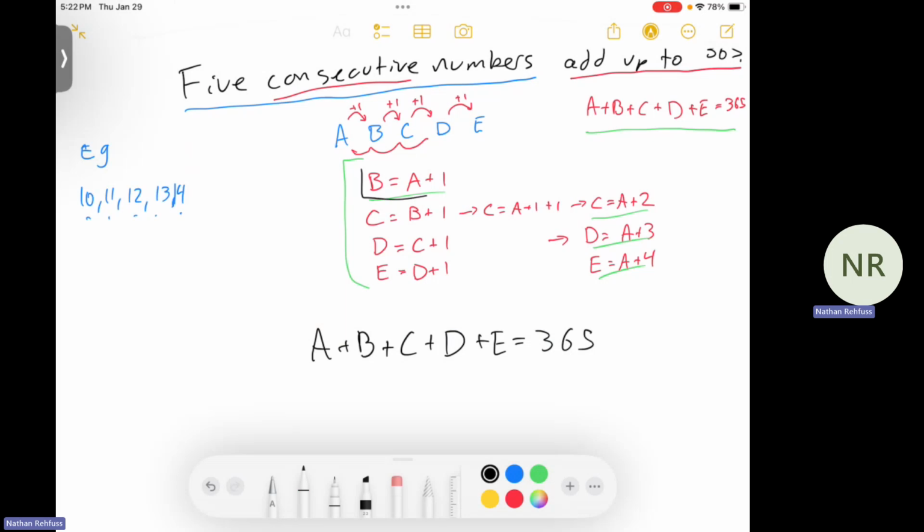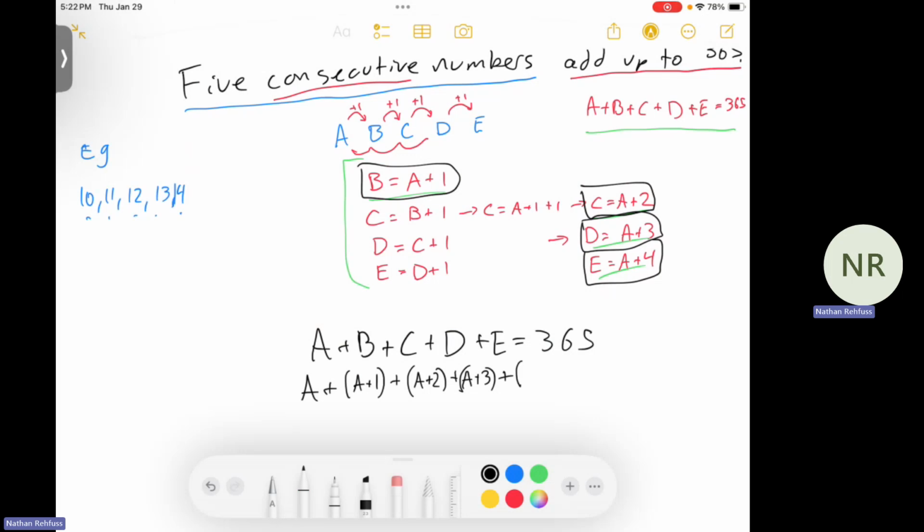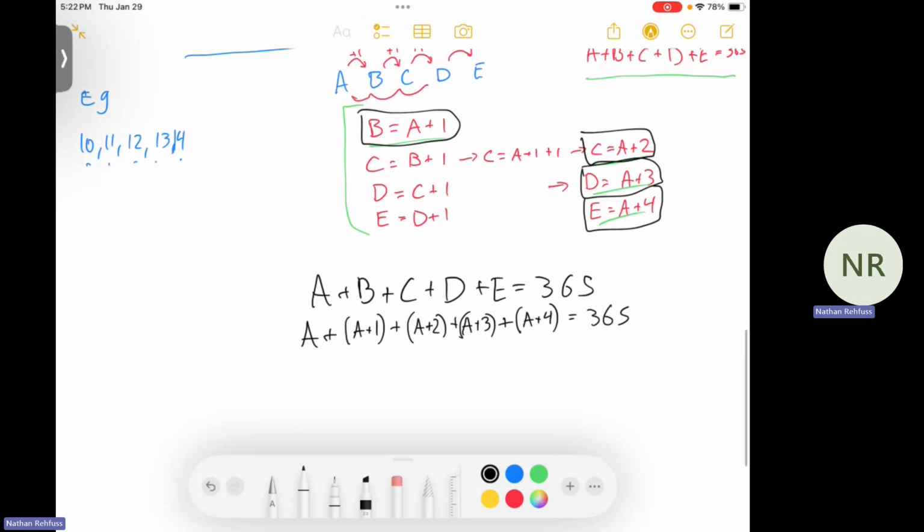We are going to substitute these 4 factors. A plus, instead of B, I'll write A plus 1. Instead of C, I'll write A plus 2. Instead of D, I'll write A plus 3. And E is instead A plus 4. Those add up to 365. Now, my equation has just one variable in it, A.